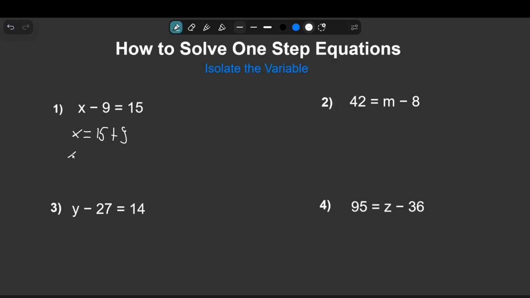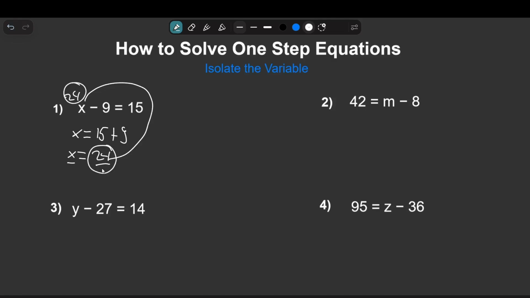So now we just need to know what 15 plus 9 equals. 15 plus 9 equals 24. So our variable, our x right here, will have a value of 24. And we can check this by plugging our value of x in. So 24 minus 9 equals 15. If 24 minus 9 equals 15, we have our final correct answer, which is 24.